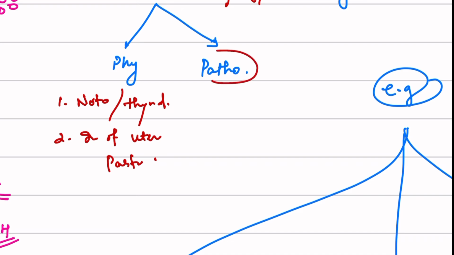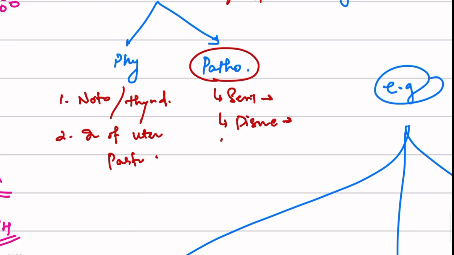Then pathological, it can be due to senile atrophy, meaning aging of the organs, or it may be due to disuse, like muscular atrophy after fracture, where for a long time there is no movement. Then we have denervation atrophy, meaning decrease in the nerve supply, then decreased blood supply, or it can be nutritional atrophy, meaning kwashiorkor or marasmus.